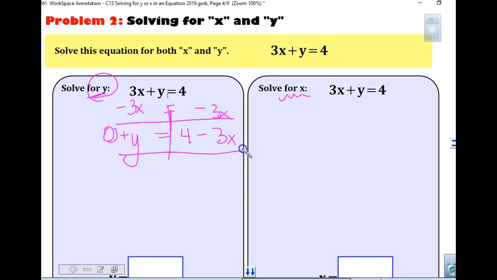Could you find this answer in the back and it would be correct? Yes. But are you ready to help me rewrite it? Y equals? Negative 3x. Nice. Questions?